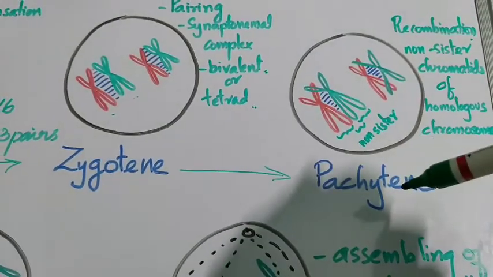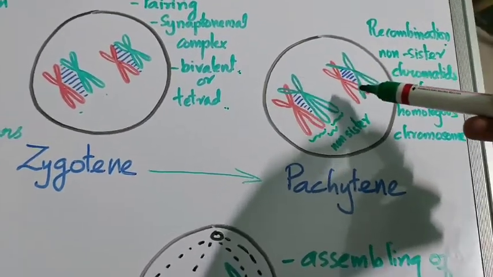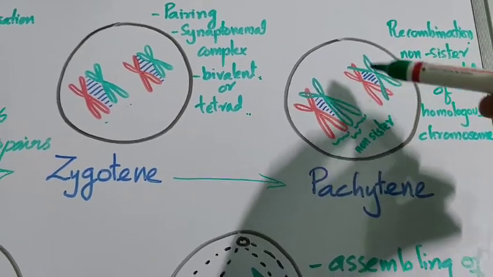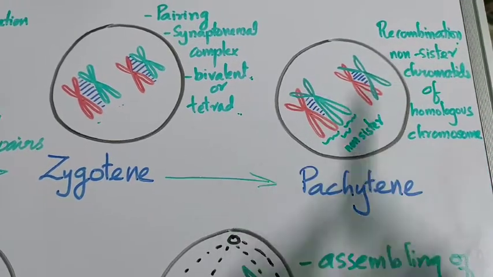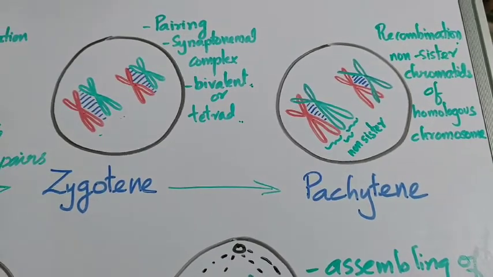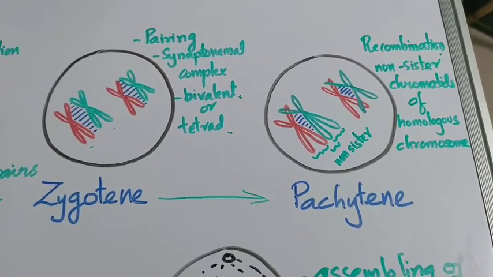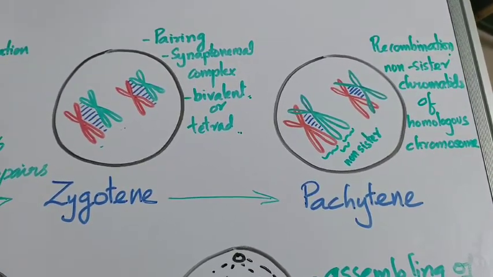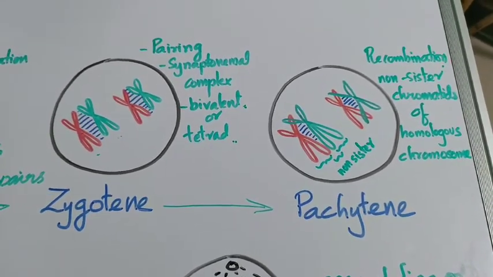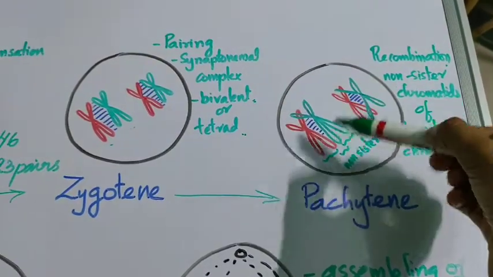So, during the packaging stage, there is crossing over between the non-sister chromatids. Here also you can see there is crossing over between the non-sister chromatids of homologous chromosomes. I'll repeat again, there is crossing over or recombination between the non-sister chromatids of homologous chromosomes, as you can see here.